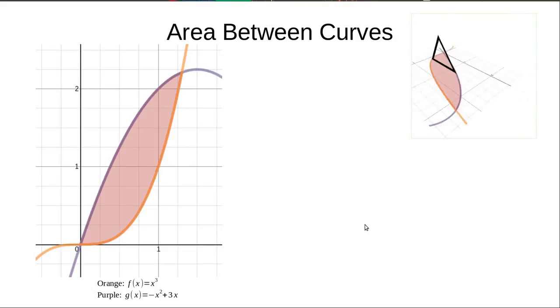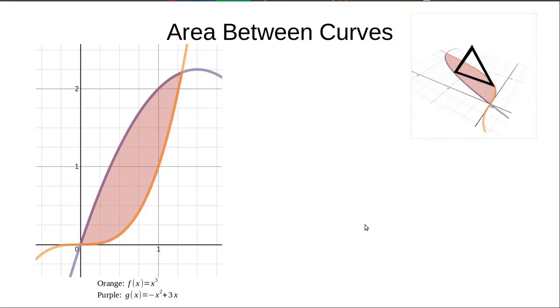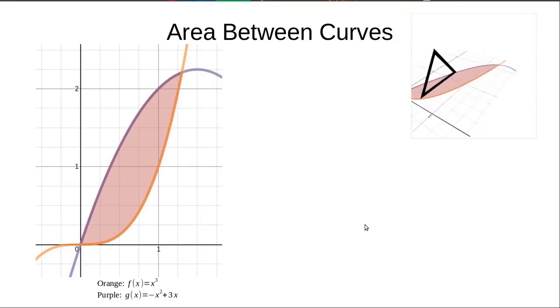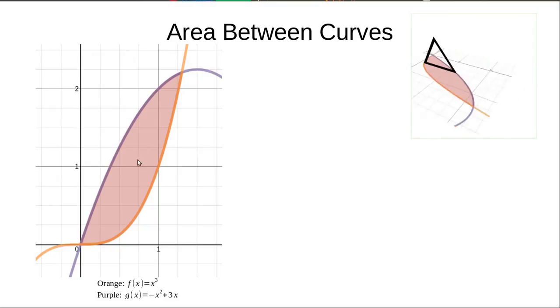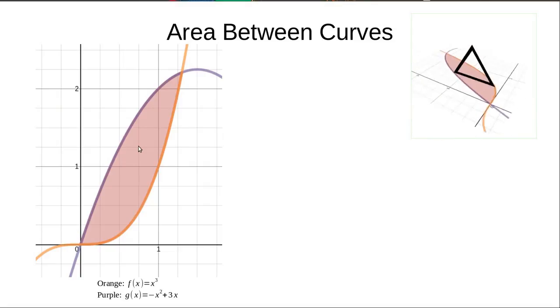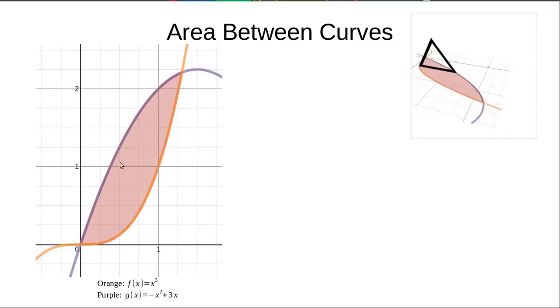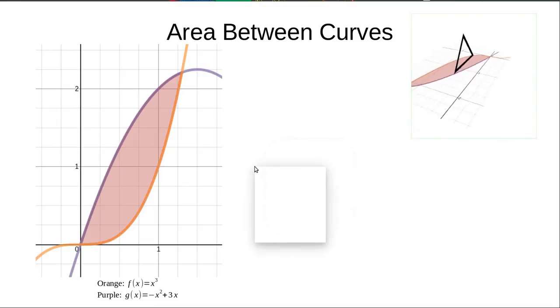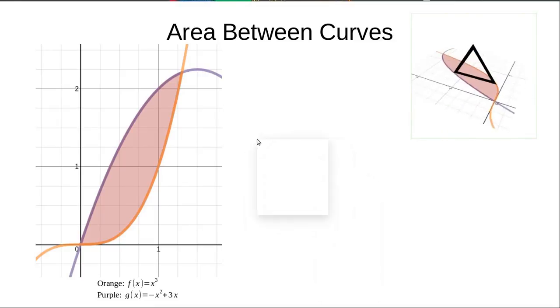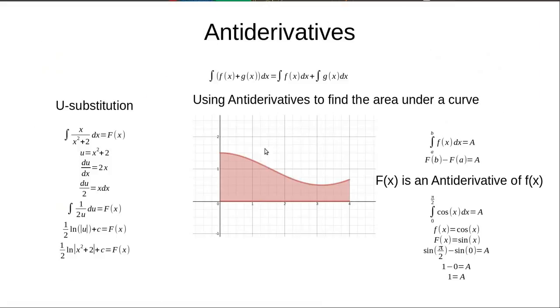So now the area between two curves. If we have two curves and we want to find the area between them, we can do this by simply finding the distance between the two curves and then doing a normal integral. Before this, I should mention that an integral is creating an infinite amount of rectangles and then summing them up. This is called a Riemann sum.